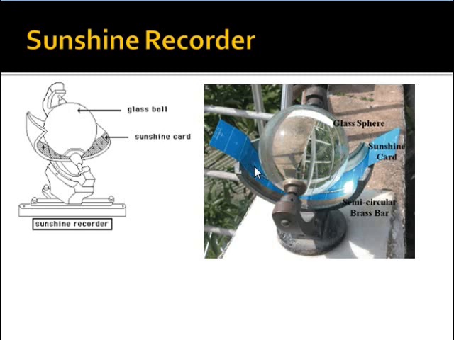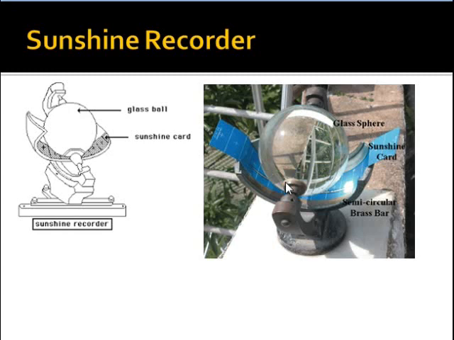So from that, we will measure the length of the burnt card from this end to this end. That will give us the total duration of bright sunshine of the day. So that can be measured with the help of the sunshine recorder. This is not having any electrical connections.